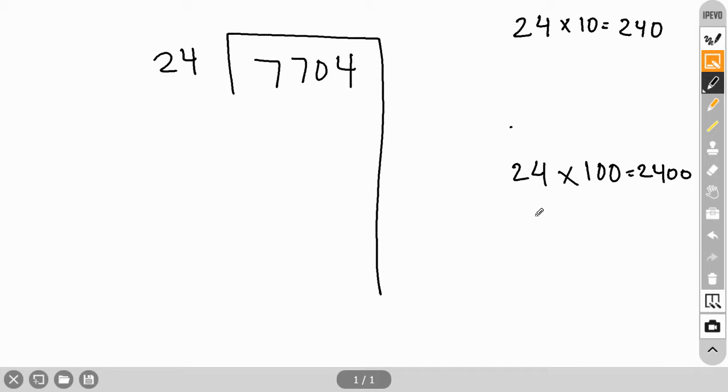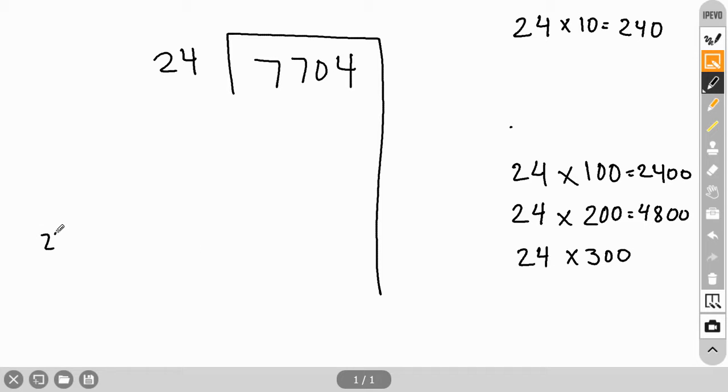I'm going to try something else. I'm thinking because 24 times 2, I know 24 times 2 equals 48. Then I have 2 zeros. Oh, that is much closer to this. Let me try one more. Who knows? 24 times 300. So I actually have to do 24 times 3.